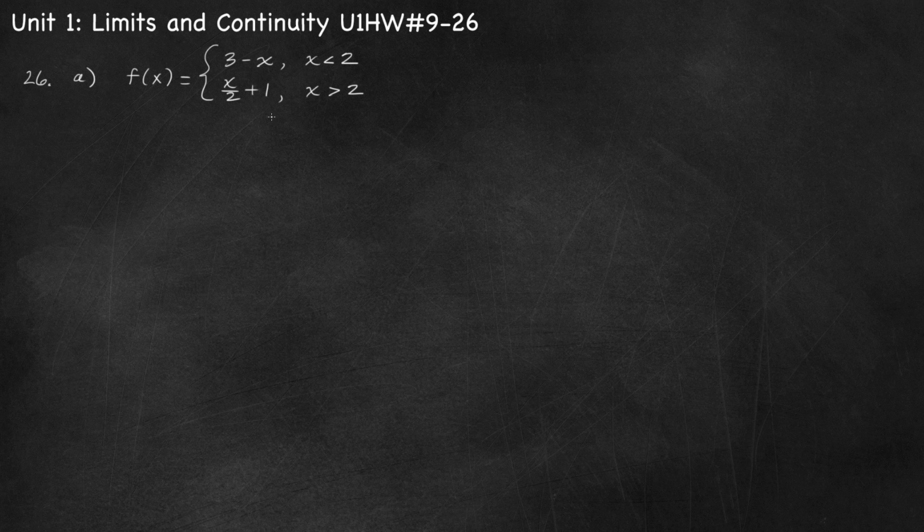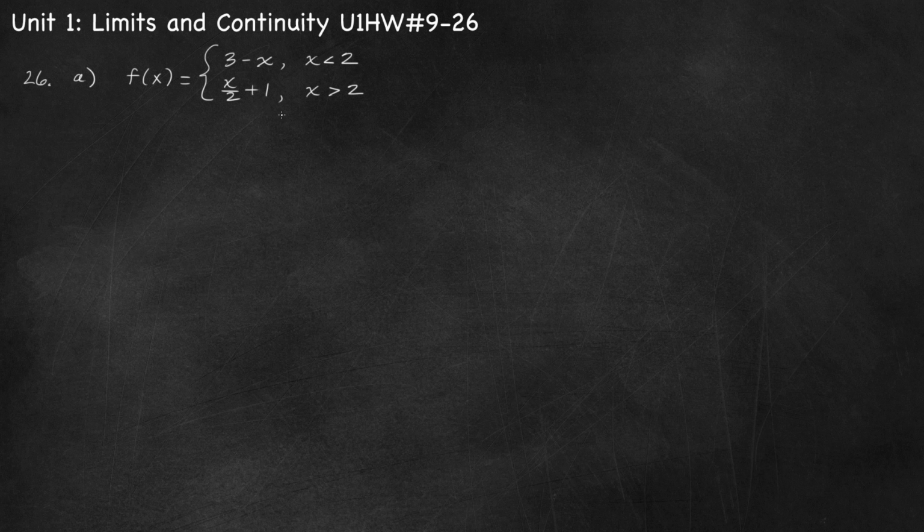Now for the second piece of this piecewise function, we have x over 2 plus 1. That is also continuous everywhere. If you think about the graph of that, it's a linear graph, continuous everywhere on its domain, and for this piecewise function, that would be when x is greater than 2. So as long as it's continuous, to find the limit, you just use substitution. Substitute your value in for x and simplify. So the limit exists for all values less than 2 and for all values greater than 2.